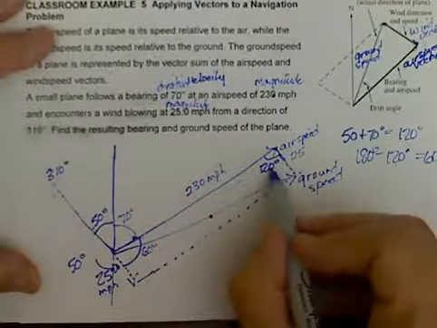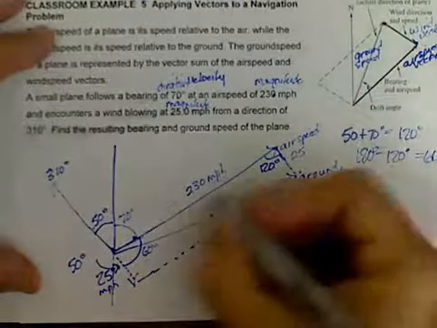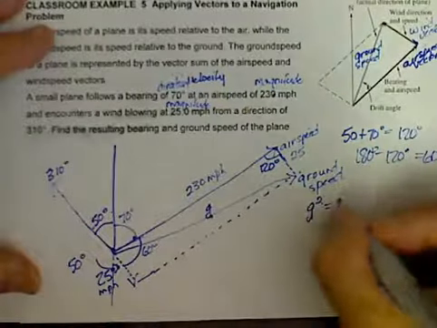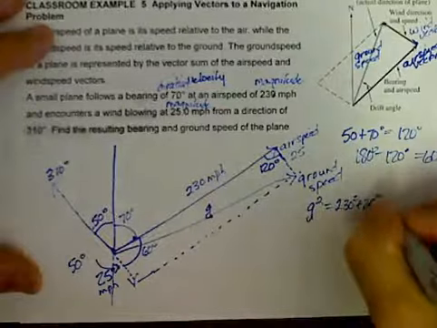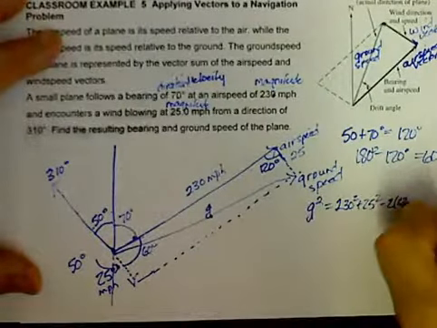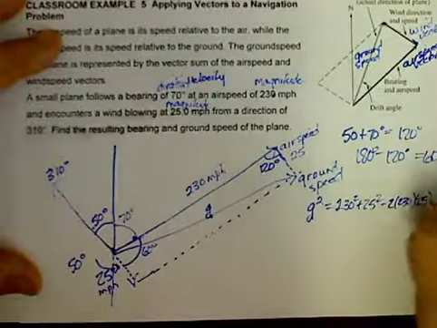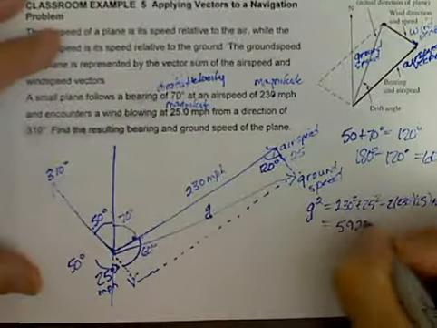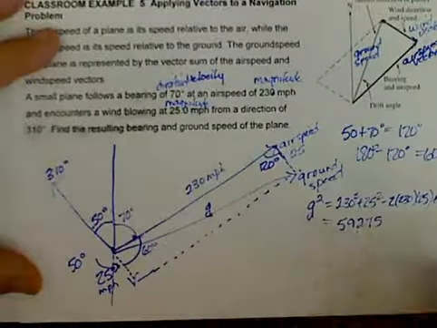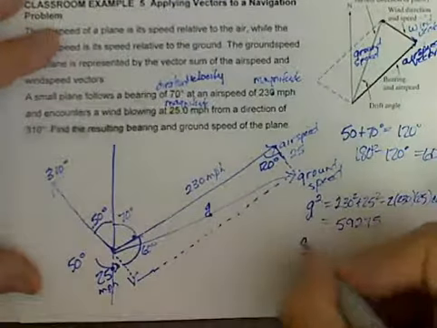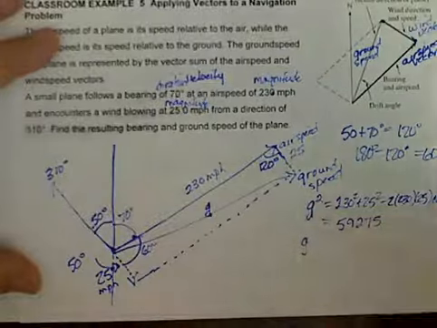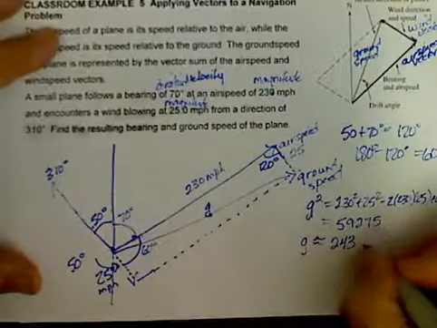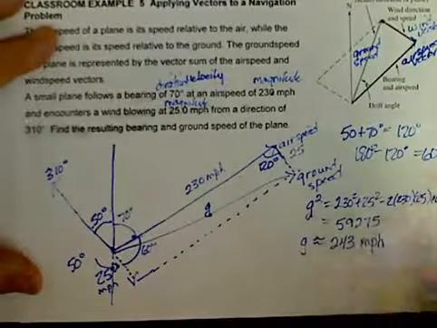Now we've got two sides and the angle in between them, and we're trying to find this side. So let's call this g for ground speed. So g squared would equal 230 squared plus 25 squared minus 2 times 230 times 25 times the cosine of 120 degrees. That's going to turn out to be 59,275, and we're going to take the square root of both sides to get our ground speed magnitude, and that's going to be approximately 243. And this is our ground speed magnitude, so this is actually in miles per hour.